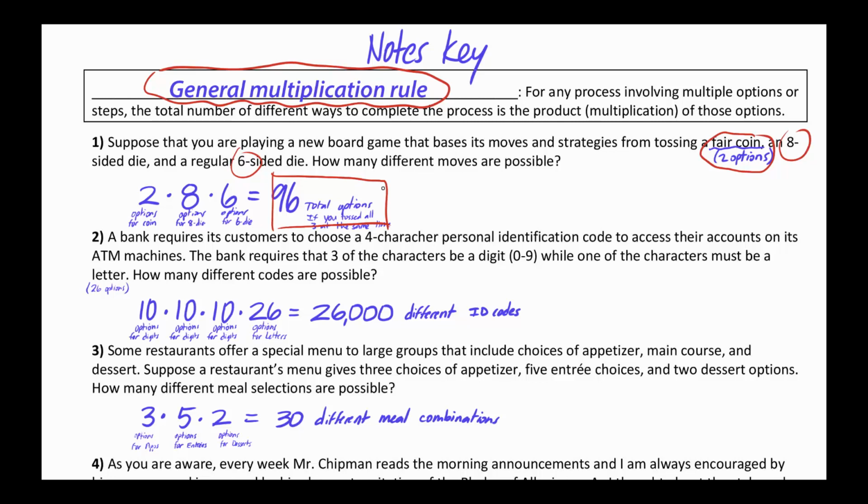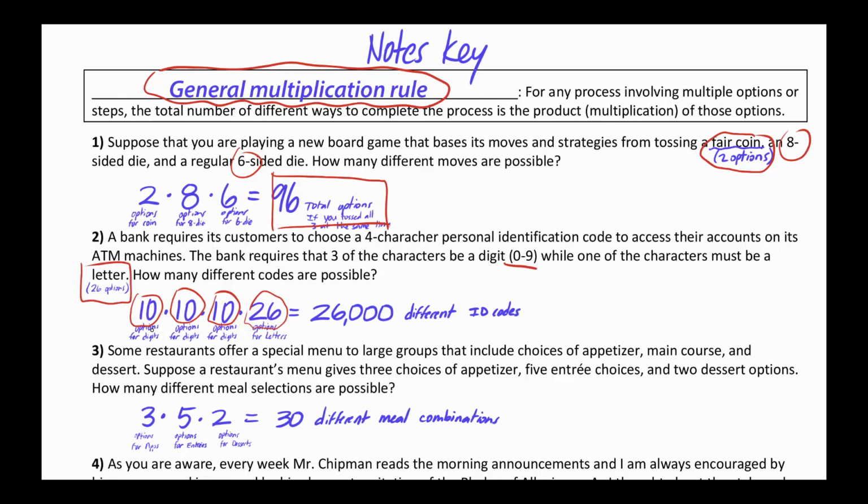Well, it doesn't really matter how I've done my work. I have 10 times 10 times 10, which are the number of options for the digits. Think about 0 through 9. If you count those up, there are actually 10 digits. So 10 different digits, 10 different digits, 10 different digits, and the last one here, the remaining piece, is 26. Why is it 26? Well, that's how many options there are in the alphabet, 26 letters.